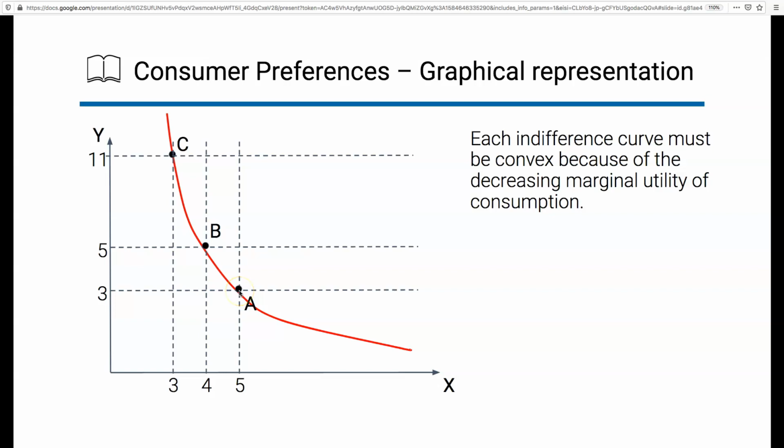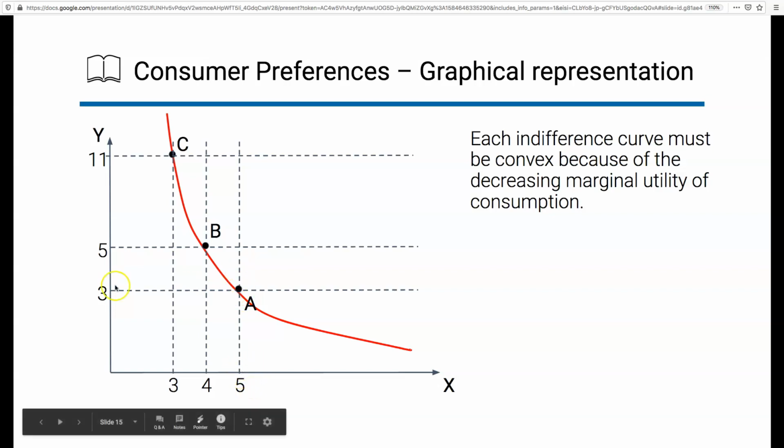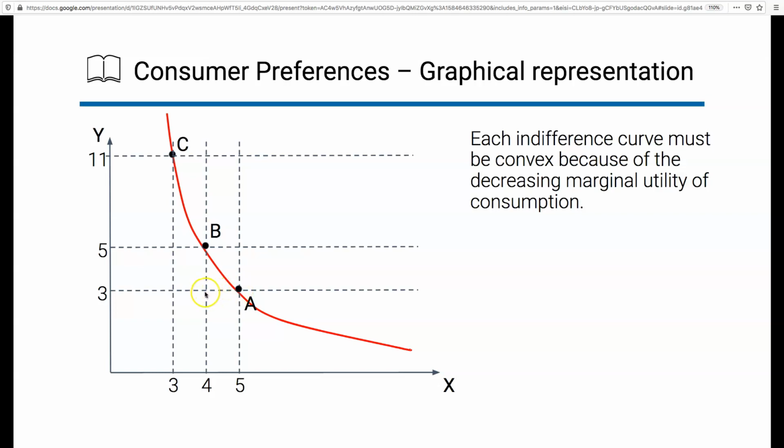Suppose that we're currently at point A, consuming 5 units of X and 3 units of Y. And suppose we're going to reduce the consumption of X by 1. To stay on the same indifference curve, we need to be compensated by higher consumption of Y. And suppose by going from 5X to 4X, it's good enough to be compensated with 2 units of Y. But then if we wanted to reduce the consumption of X by 1 more unit, we need to be compensated by way more than just 2 units of Y.